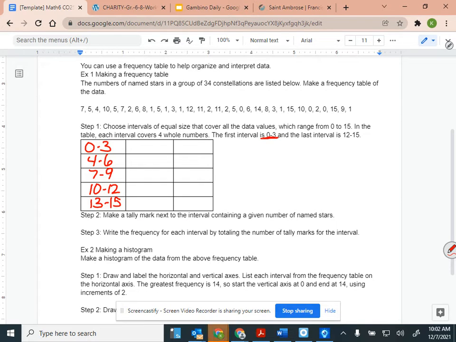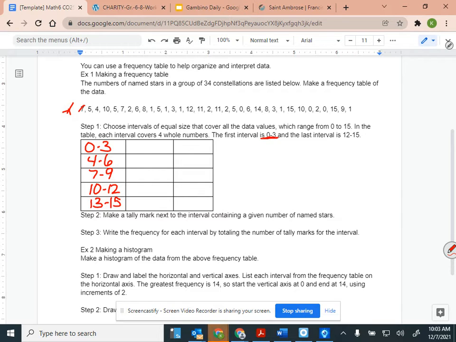So we're going to start over with these intervals. I go with these numbers. I was looking at the wrong problem in the book. That's why it wasn't making sense to me. All right, so we're going to start over.